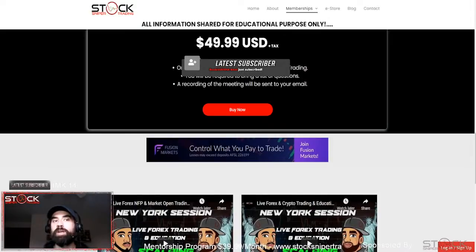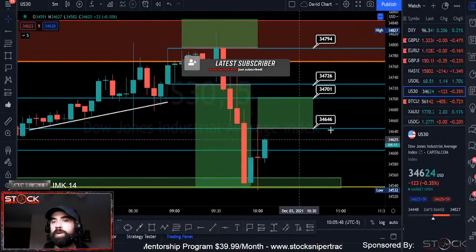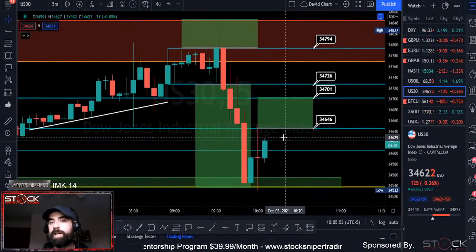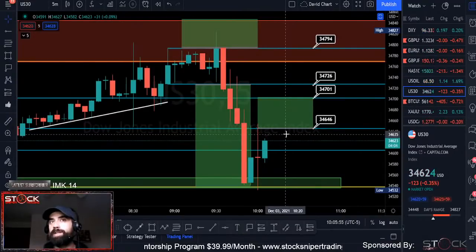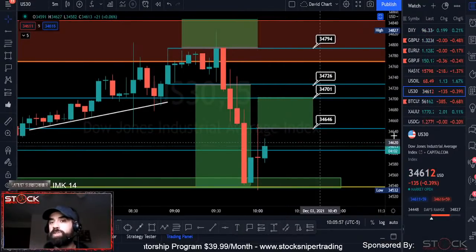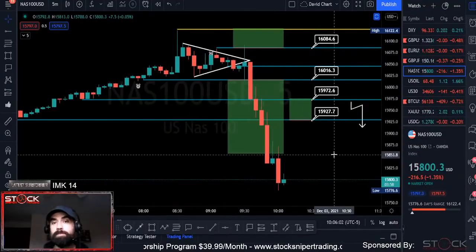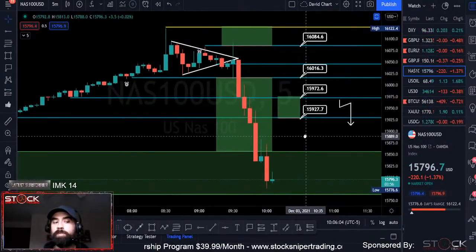That being said, guys, you can see that the Dirty 30 is starting to rise, between 34646. Let's see if we're going to get an overall continuation push. If not, then you're just going to have rejection here and start to sell off. Nasdaq, still the same way, selling off huge, guys, over 200 pips on the sell.